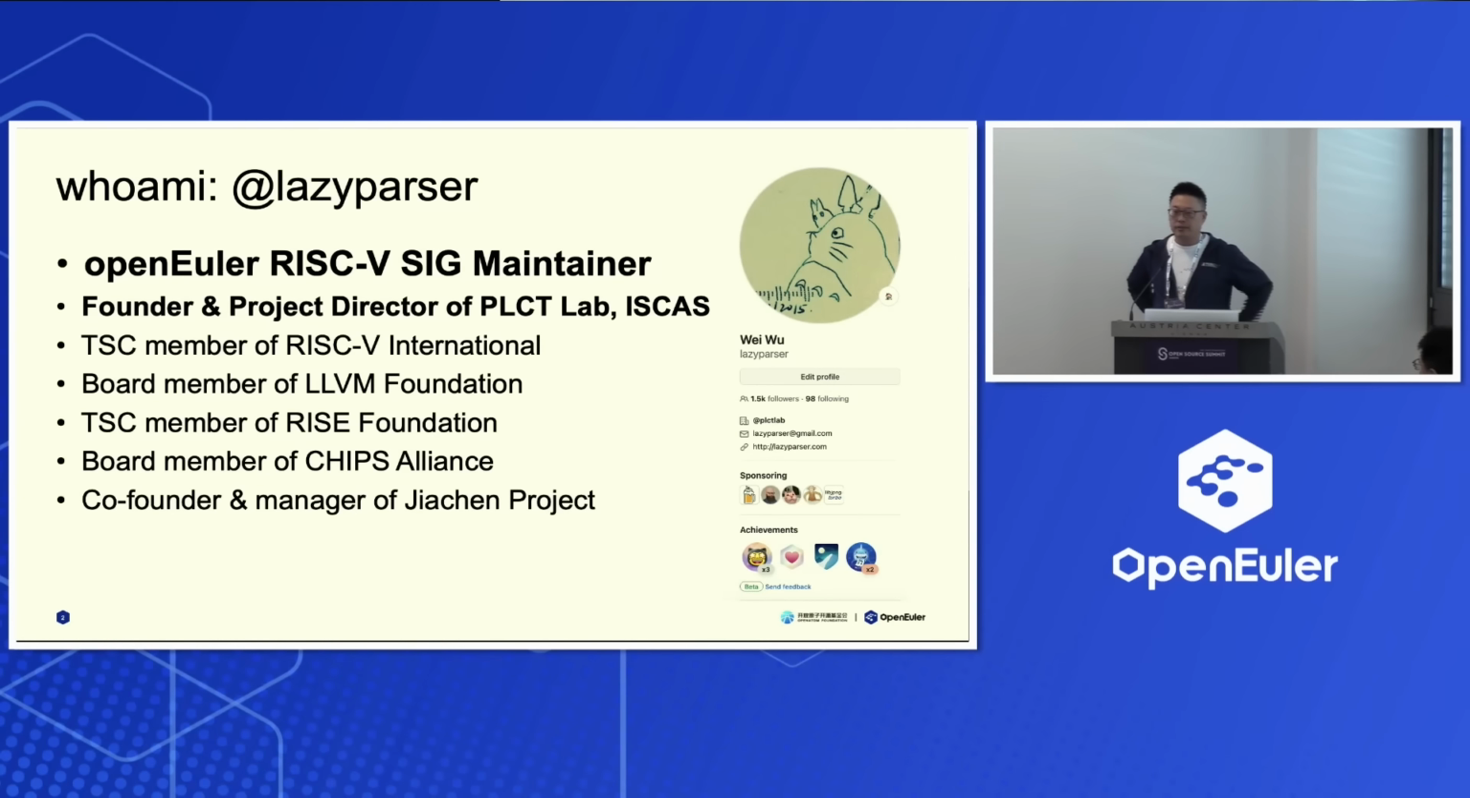So my name is Wei Wu, and my GitHub name is Lazy Parser, which is a compiler idiom reflecting my background from compiler technology. Currently, I'm the active maintainer of the openEuler RISC-V SIG, and my daily job is I'm the founder and the director of the PLC lab of ISCAS. ISCAS means Institute of Software, Chinese Academy of Sciences.